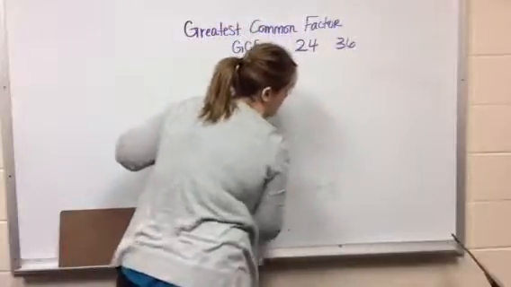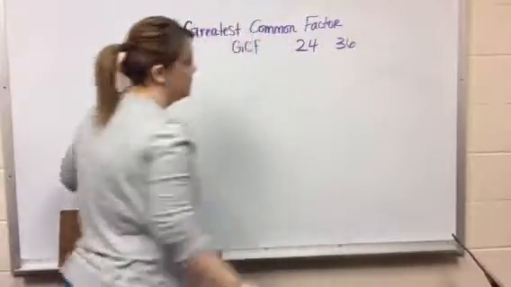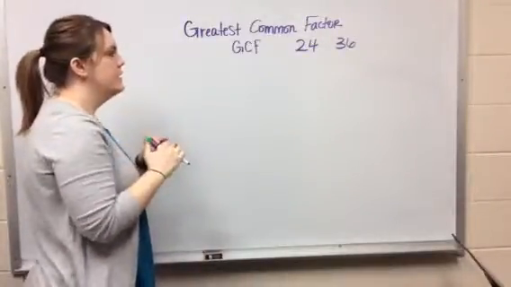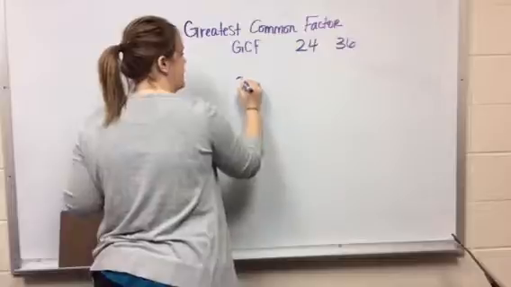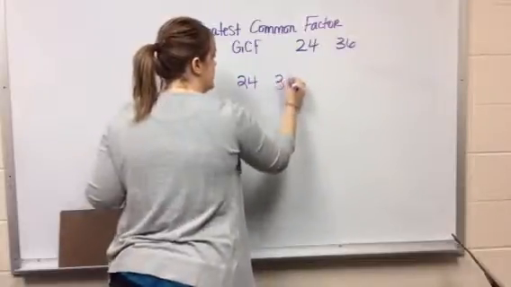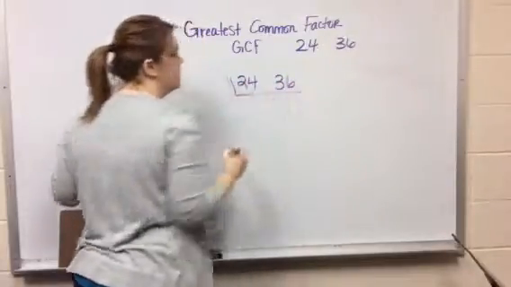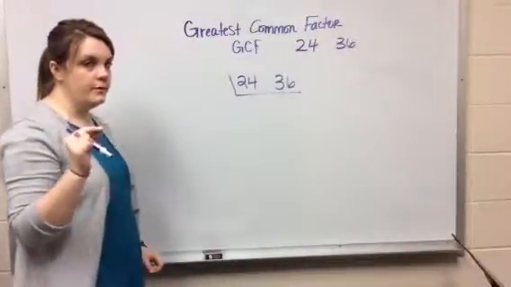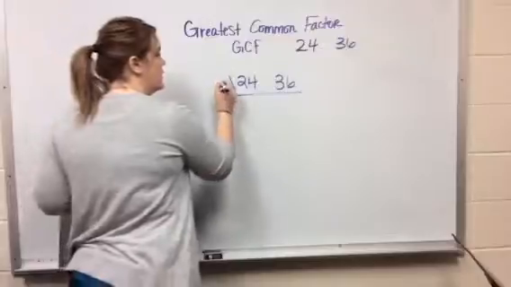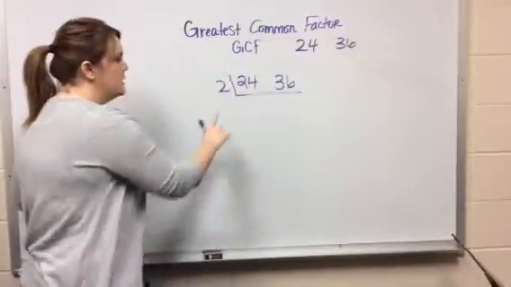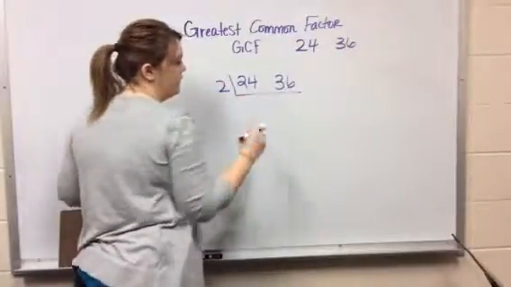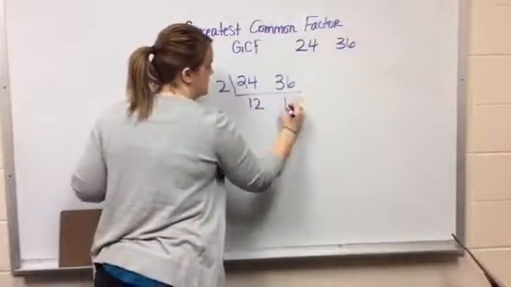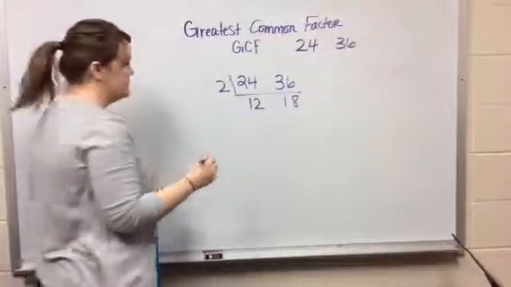There's one other way that I want to show you. This is the upside down birthday cake or the ladder method. What I'm going to do is start by writing my 24 and my 36 side by side. I'm going to put an L underneath it. And I want to think, what's the smallest prime number that can come out of both of those? Well, it's a 2. So 2 can go into 24 12 times, and 2 can go into 36 18 times.